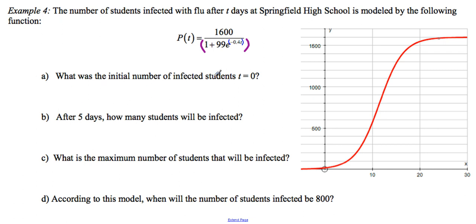Okay, so what was the initial number of infected students at t equals 0? So t is our independent variable, that's kind of our x in this case. So on our graph, that's going to be our y-intercept. We could do this graphically or we could do it algebraically. So if we plug in 0 into our t, let's see what we get. So P of 0, 1600 on top, and we get 1 plus 99 e to the negative 0.4 times 0.